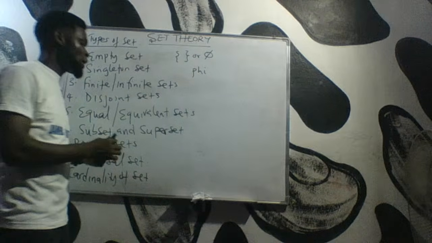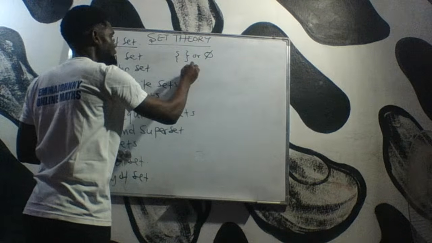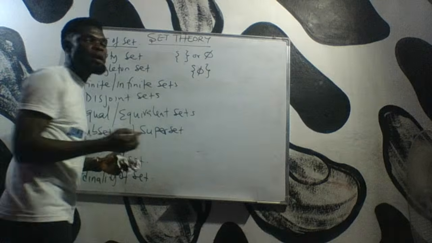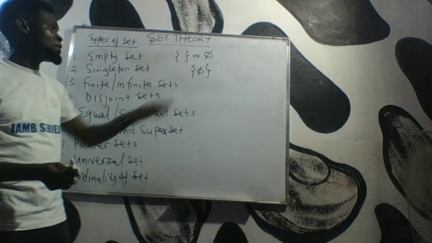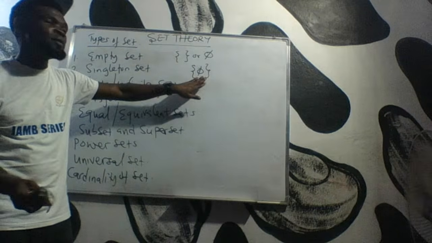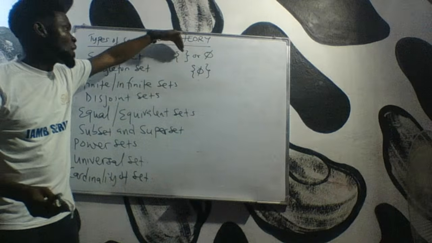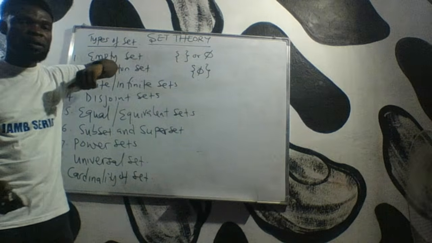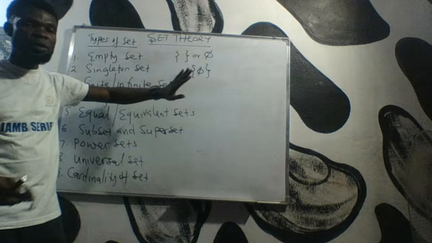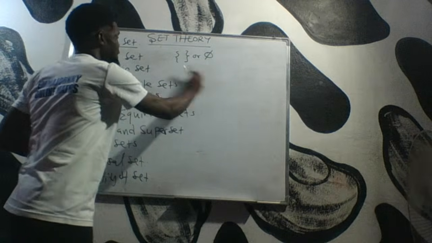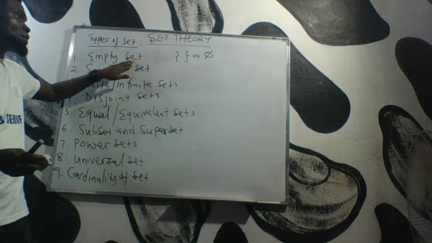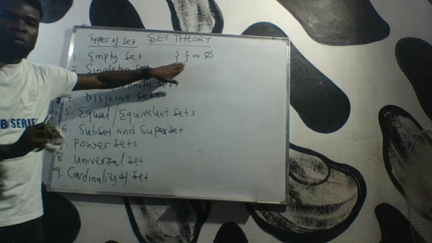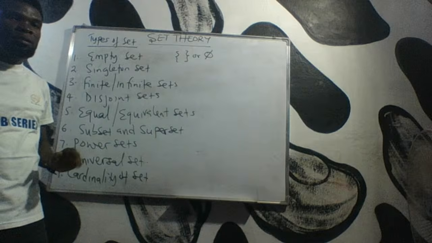But don't forget that this is not an empty set. At this point, there's an element inside this set. So you cannot say that this is an empty set. So either you use a curly bracket or you use phi to represent an empty set. That is that about an empty set. So what do I mean? That when you get an empty set, it is a set that has no elements. It's as simple as that.